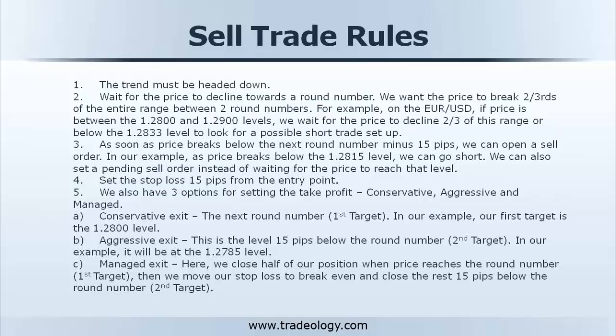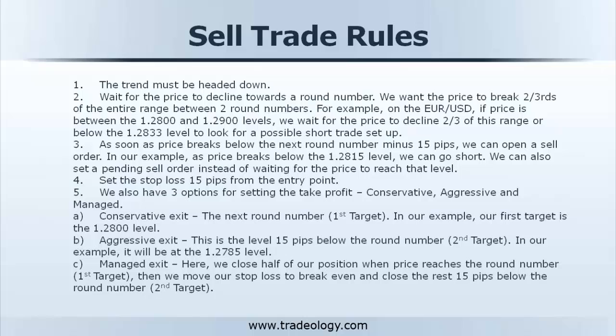Just like with buy trade rules, we have 3 options for setting the take profit. Again, we have the conservative, aggressive, and managed exits. Now, we spoke about some of these in the previous slide, but let's just go through them again for the sake of the new traders. The first type of exit that we have is the conservative exit. And by conservative exit, we are referring to the next round number.